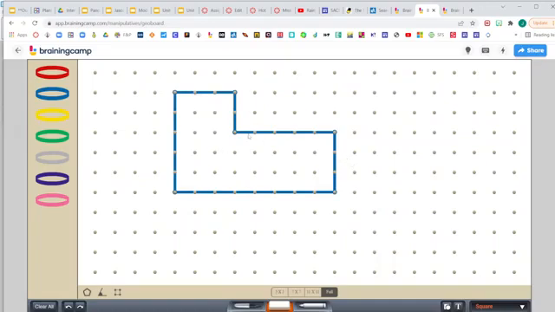But again, when I have this on a grid that's modeled like this, and I don't have any measurements, I can clearly just count around the outside if I wanted to find the perimeter. So again, we have 3 units on this side. Over here we have 2.